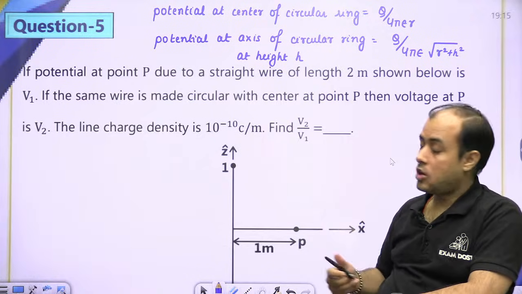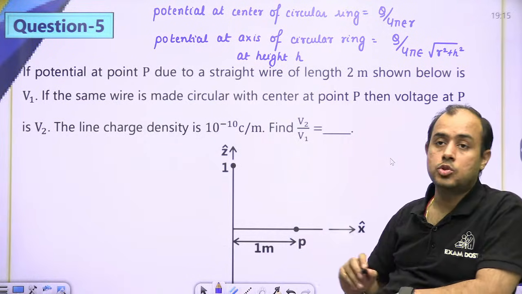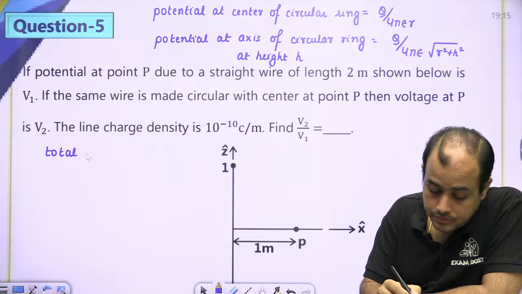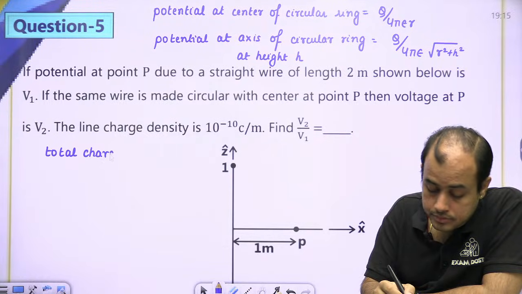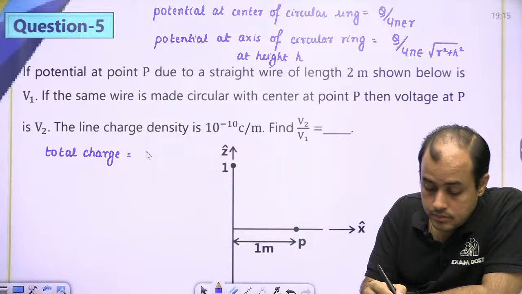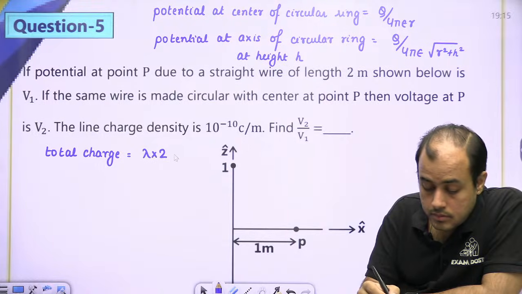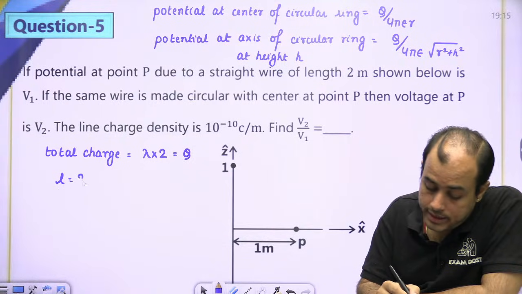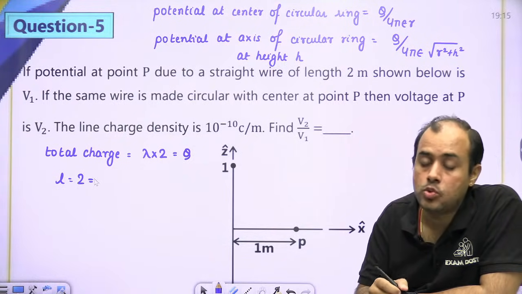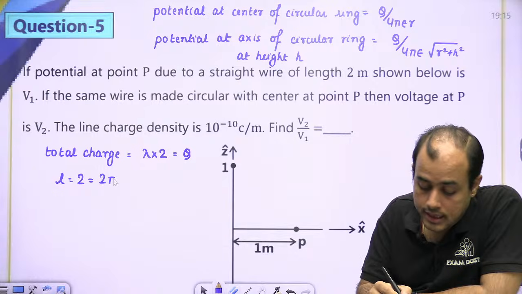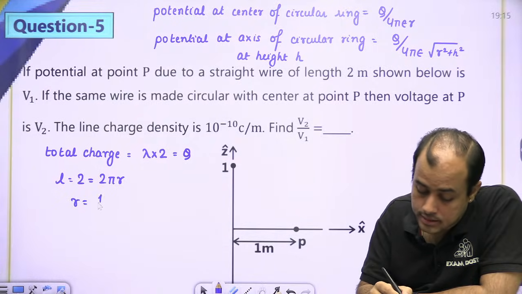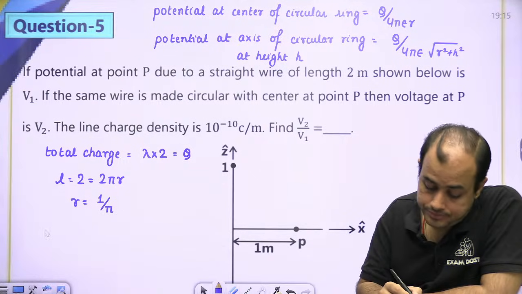Okay. Now beta, the length of the wire is 2. The total charge is Q. The length is 2 meter. When you bend it into a circular ring, the length becomes the circumference. So R becomes 1 upon pi.